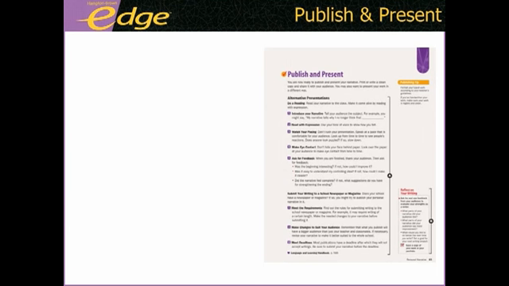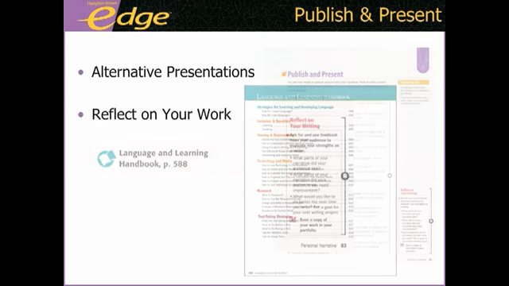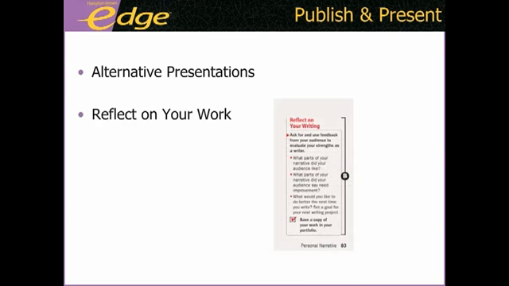Finally, it's time for students to publish and present their piece. Students are given multiple choices for presenting the final piece. Some of these opportunities include reading their piece aloud and publishing it online. In the back of their student book, students have access to a language and learning handbook that they can use to get pointers on how to share their piece successfully. And when all is said and done, students are asked to reflect on their writing.